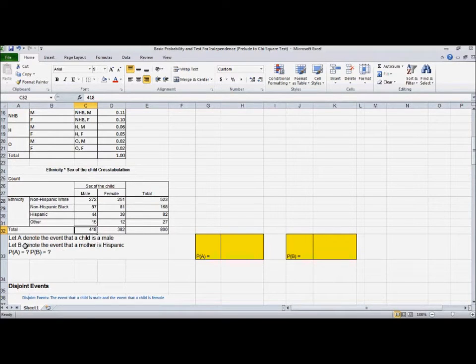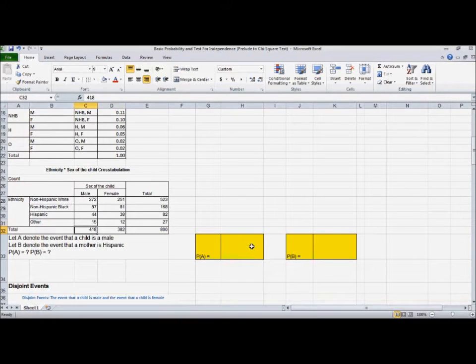So let's say here I asked you the event that a child is male. Let A denote the event that a child is male, and I asked you what was the probability of A. So I look in my crosstabs and I see that for the probability of a male child, I would look at my marginal totals. If I looked here, I would be wrong. This is not the probability of a male child. This is the probability of a male child and non-Hispanic white mom. So we are not looking here when we simply are asked for the probability of a male child.